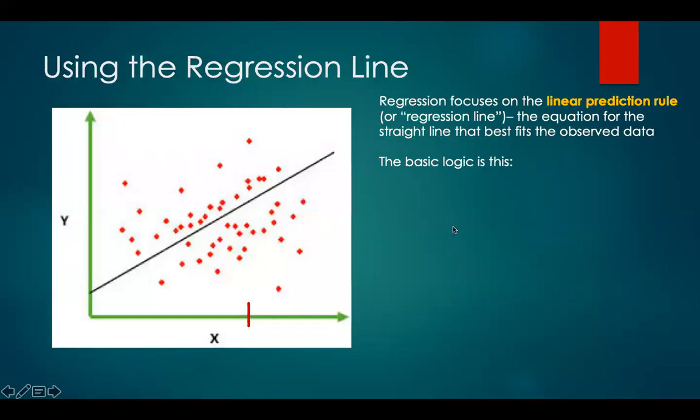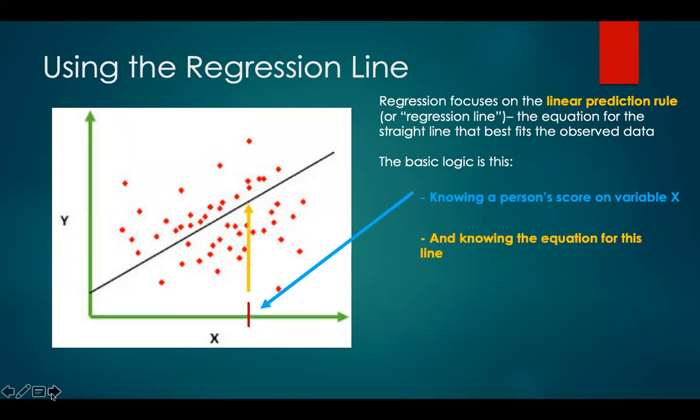So regression focuses on the linear prediction rule, or regression line, the equation for the straight line that best fits the observed data. And the basic logic is this. Knowing a person's score on variable x, let's say it's right here, and knowing the equation for this line of best fit, the regression line, I can predict this participant's score on variable y.